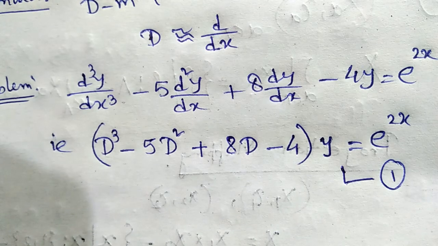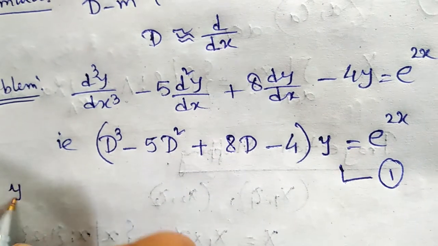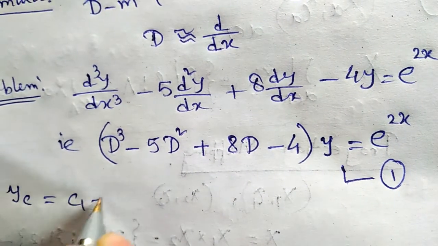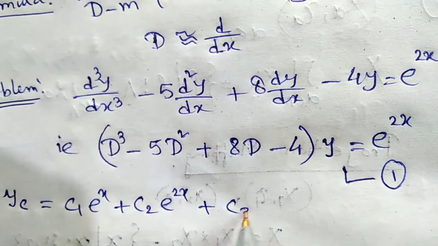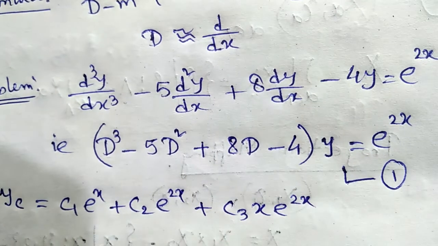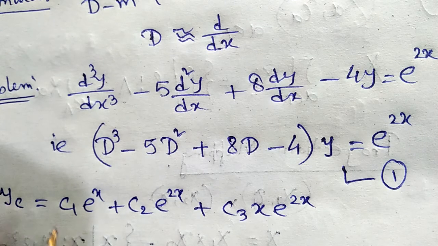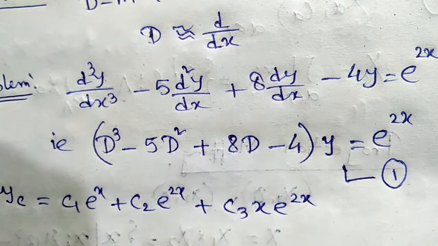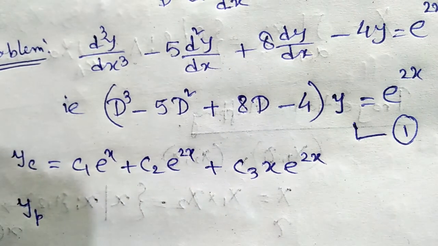In the previous class we already found the complementary function, that is yc equal to c1 e to the power x plus c2 e to the power 2x plus c3 x e to the power 2x, where c1, c2, c3 are independent arbitrary constants. How to find this complementary function has already been discussed in the previous class. Now coming to the yp section, that is the particular integral.